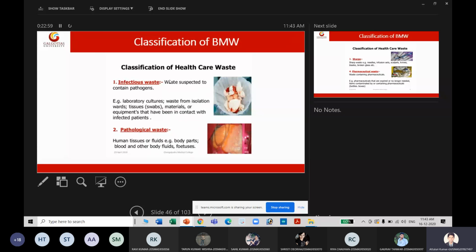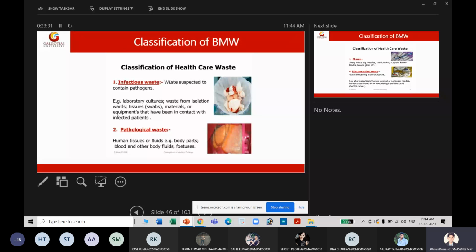Infectious waste is generated from laboratory cultures, waste from isolation wards, tissues, materials, and equipment which are in contact with infected patients. Write this one: infectious waste. It is waste suspected of containing pathogens, within brackets: pathogens such as viruses, parasites, bacteria, and fungal spores.